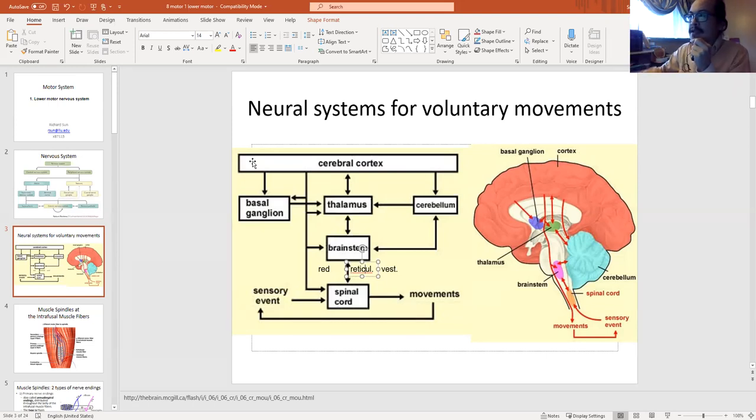Even though the titles are separate, basically that's lower spinal cord, cerebellum, vestibular, and also basal ganglia and the cerebral cortex. So that's that. All right, so let's start by talking about this portion, the lower motor neuron.